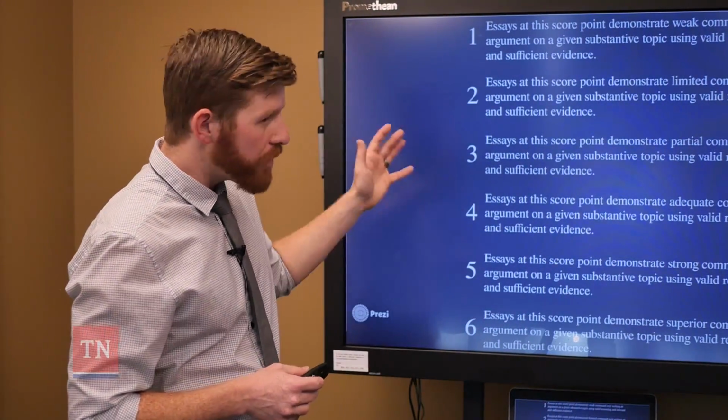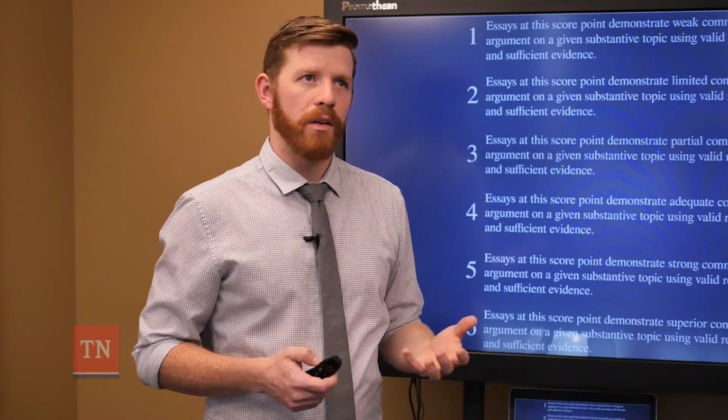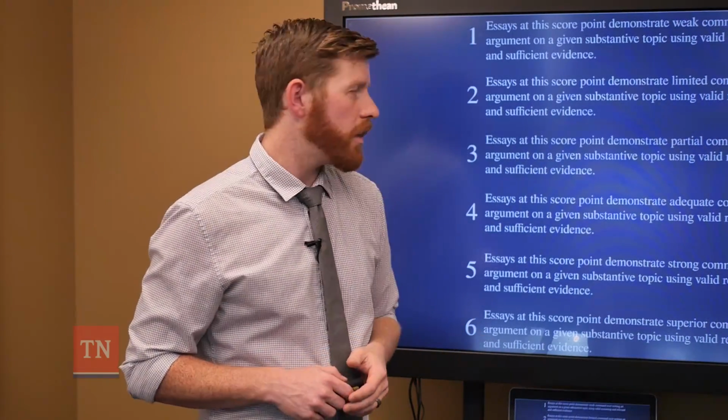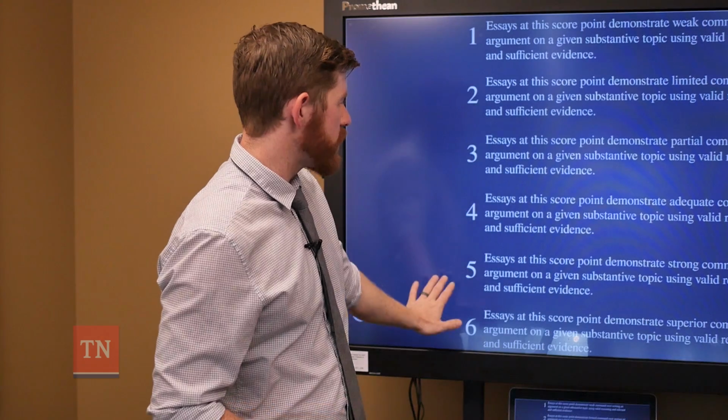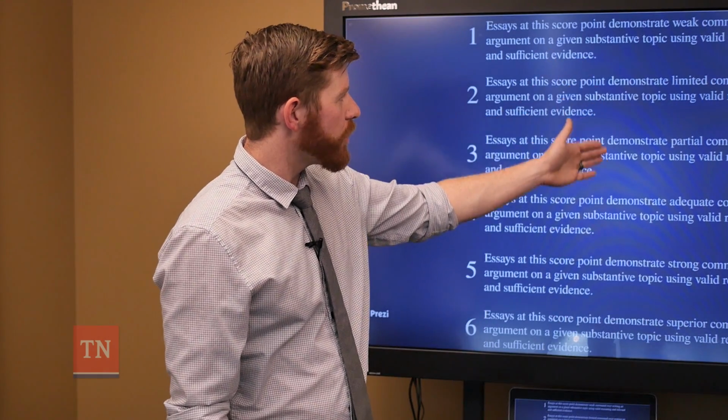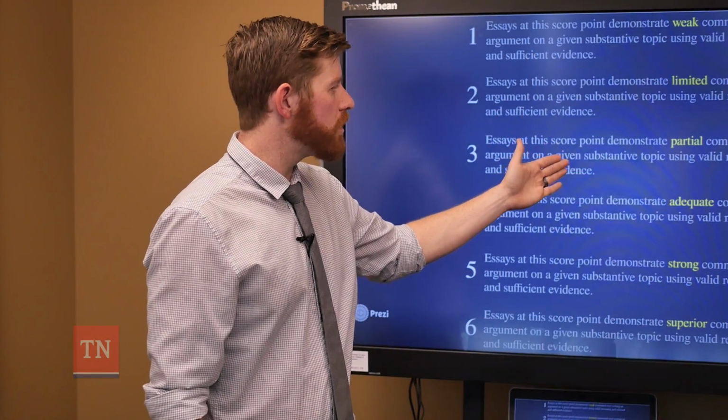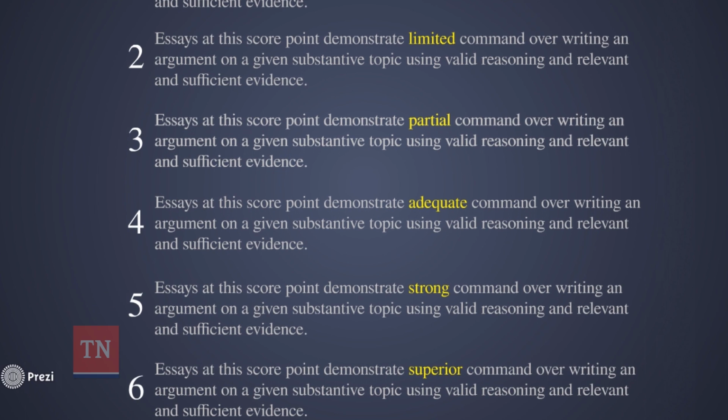There are several different factors that go into deciding what your score is going to be, but really this is what it boils down to. It's just how they describe either weak, limited, partial, adequate, strong, or superior command over writing your argument. The essay that we just read through was a score of a 4.